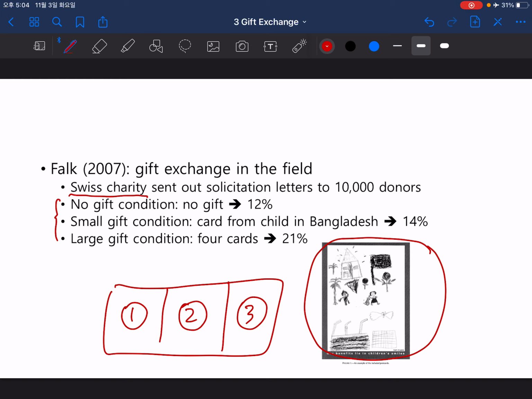To the third group, this is called the large gift condition. To this third group, they sent out a letter with 4 such postcards. Because there are more cards here, this third condition can be considered a large gift. According to the logic from gift exchange experiments, if there is more gift or more rent given to the other person, the person is willing to reciprocate. So we can imagine that more gifts may invite more donations from donors.